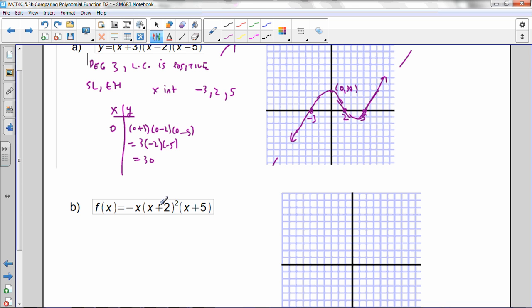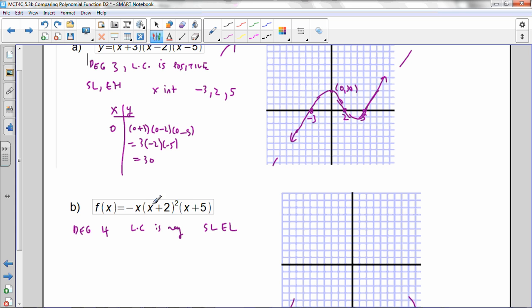Notice we got 1, 2, 3, 4 brackets. So that means degree 4, and it's a negative out front, so the leading coefficient is negative. So it means it starts low and ends low, because it's degree 4. I know it's going to start low and end low. And then I've got my roots.